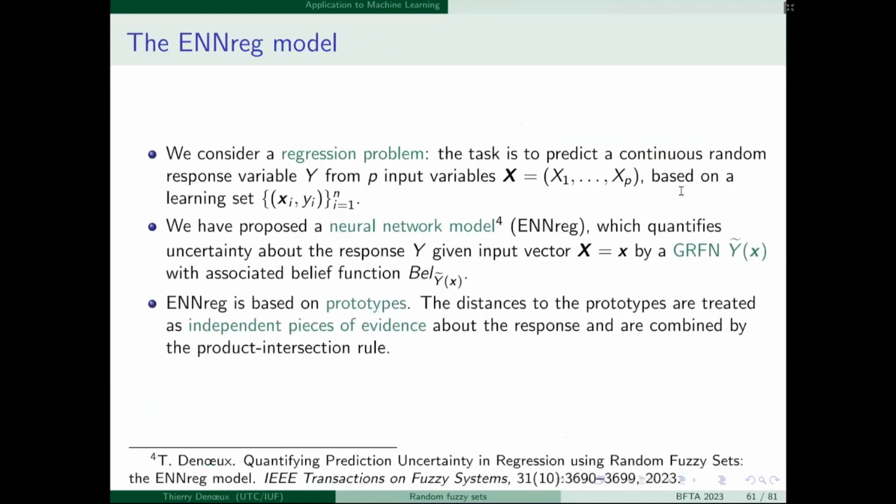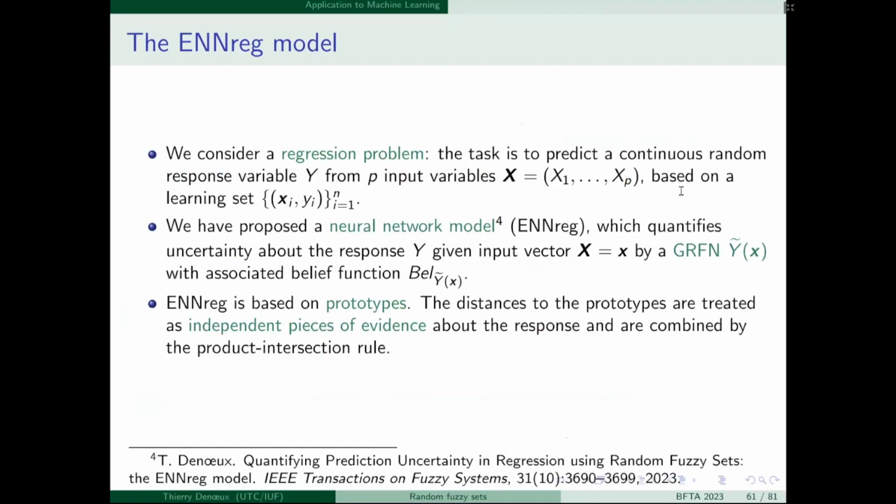So here I introduce the notation. We consider a regression problem. The response is denoted by y, so it's a continuous variable. For example, you want to forecast the temperature or the sales or anything. x is a vector of p features, attributes. And we have a learning set, a set of n pairs of x and y observed for n individuals in the population.